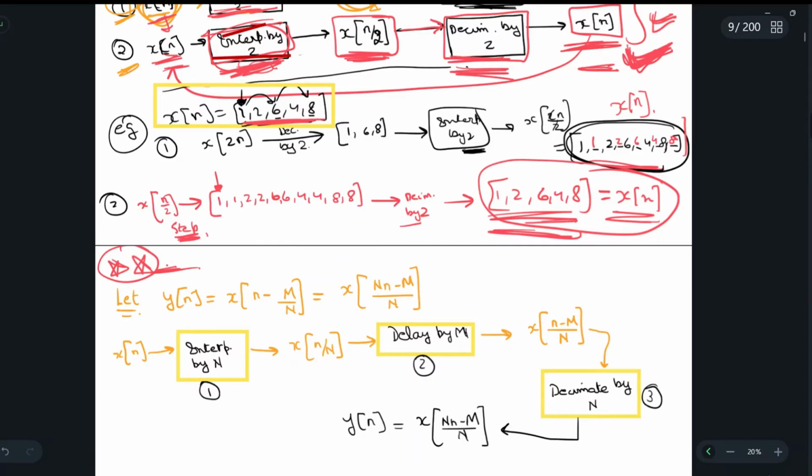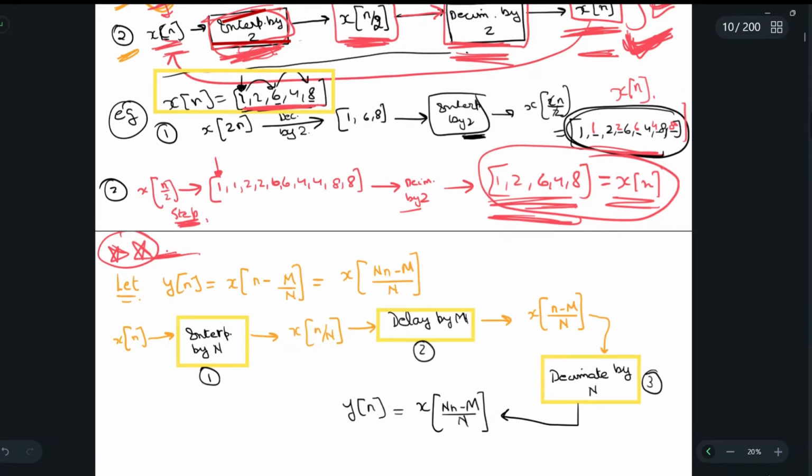Now let us discuss another concept. Suppose we are given a signal, that is yn, and we have to find out x of n minus m by n. Now do not get afraid, this is simply we are doing interpolation, decimation and a little bit of delay. I'm assuming that you know what a delay is. Suppose we have a signal x of n, starting from 0, and suppose if you have to do a delay of say m, we will write n minus m. So now what will happen is we will right shift the signal.